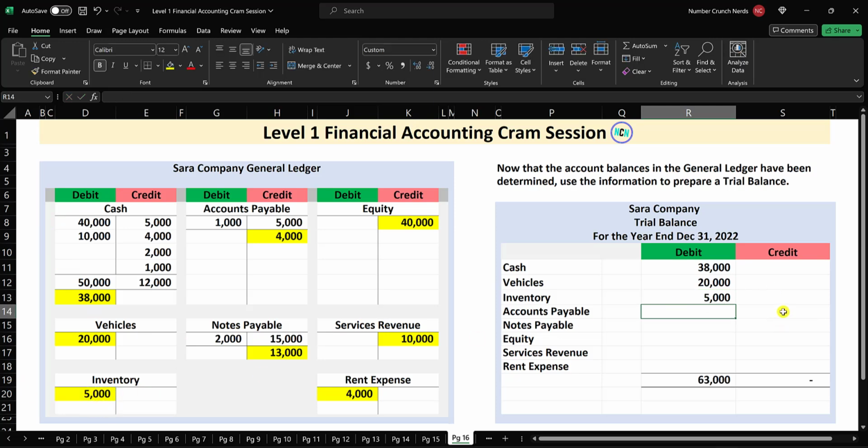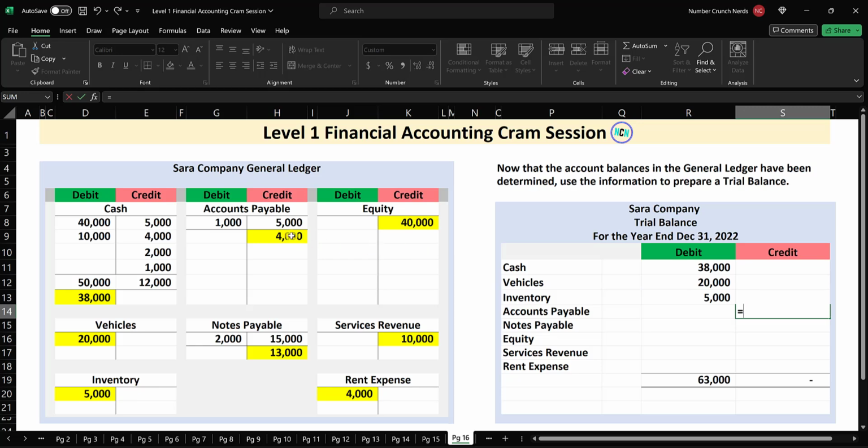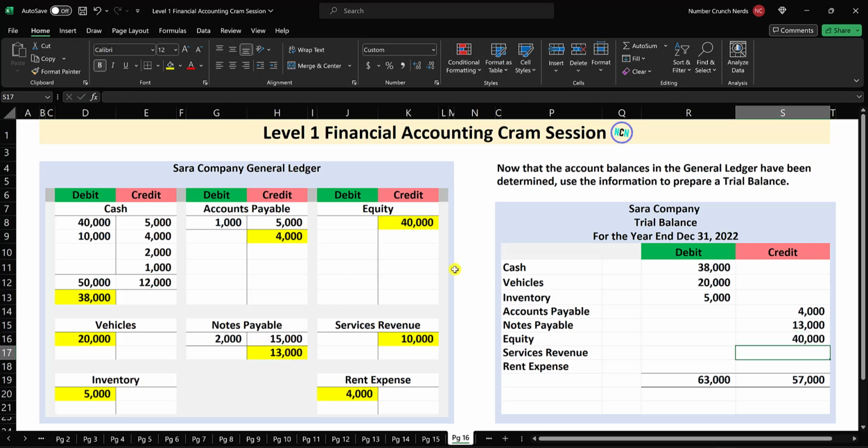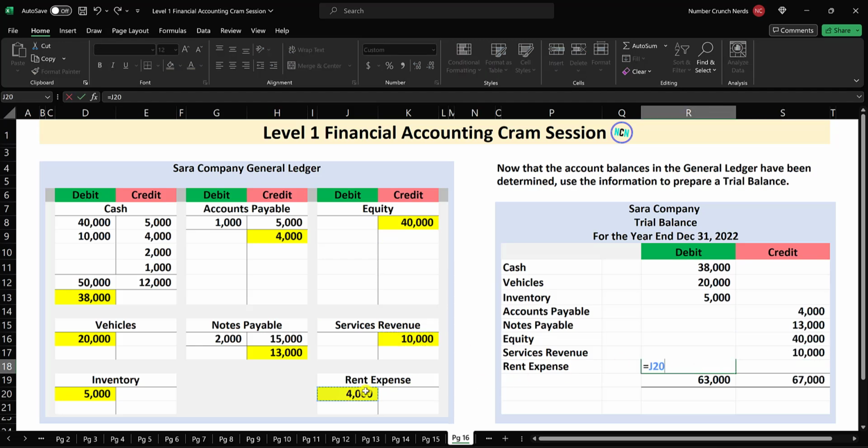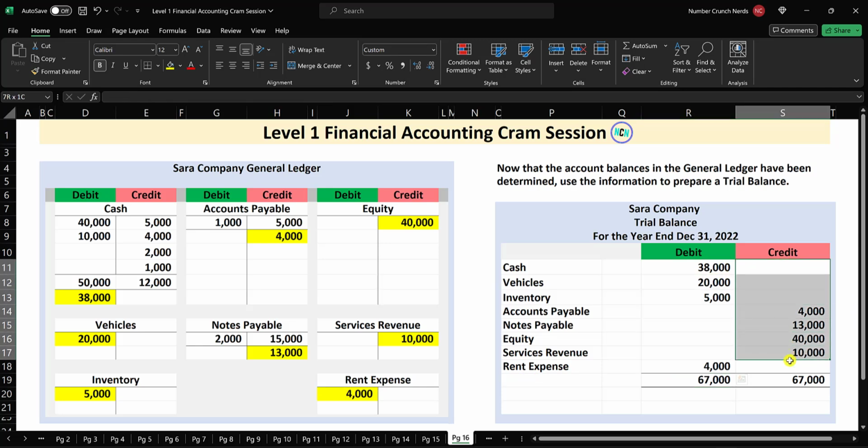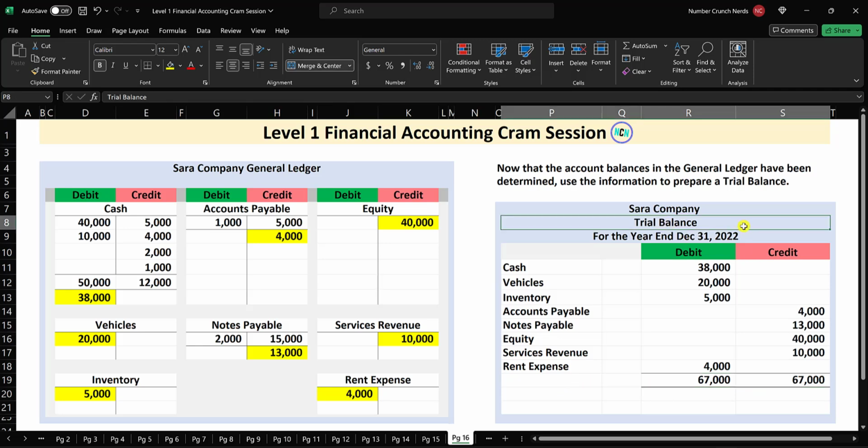Accounts payable has a credit balance, so I'm going to have to go over here. Accounts payable. Notes payable has a credit balance. Equity has a credit balance. Revenue has a credit balance. Expense has a credit balance. I add all of the debit balances against all of the credit balances, and we see that they sum to the same amount. That is the purpose of a trial balance.